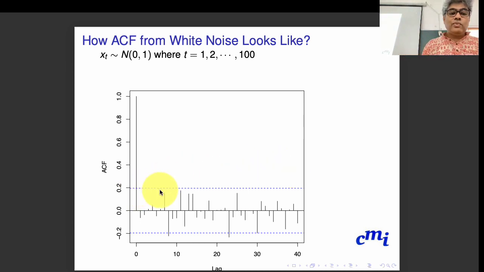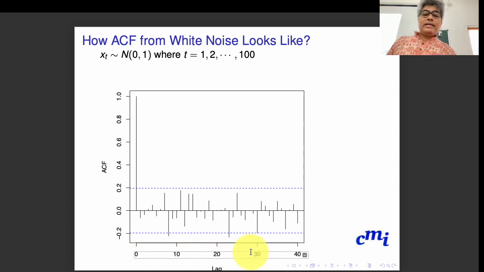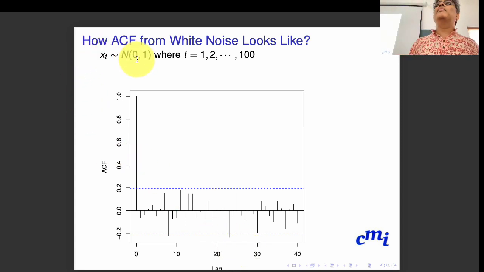So you can see there is one bar here, another bar here. My theory says most of my autocorrelation function values should be within the 2 standard deviation bound. I have simulated xt from normal 0, 1, so the autocorrelation values are all well within 2 standard deviation, barring this one and this one barely crossing the bound.